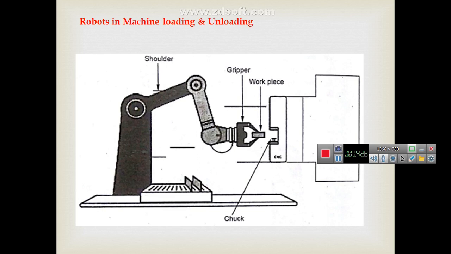The diagram is clearly showing it here. The loading process: shoulder, gripper, and workpiece. The workpiece has to be input into the machine. So that is called loading, the process of the robot and machine.